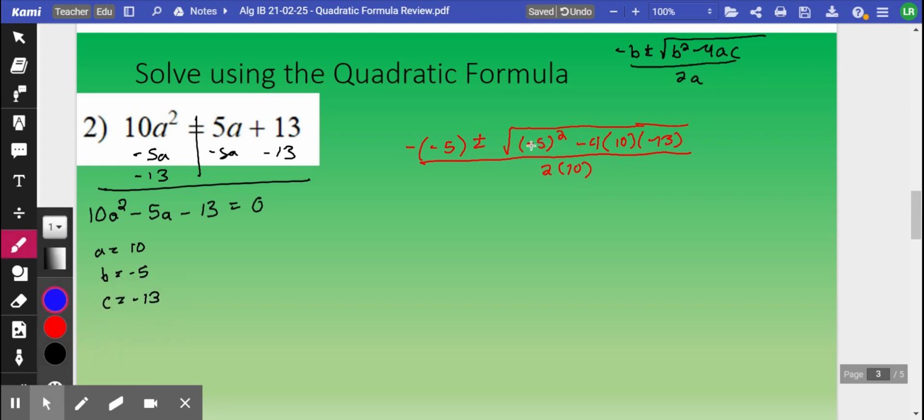Figure out my square root part. So negative 5 squared, remember that's negative 5 times negative 5, and that would be positive 25. Whenever you do the b squared, remember it will turn into a positive number. Multiply these three, so negative 4 times 10 times negative 13. That's going to be positive 520. I add these together, and I get 545.